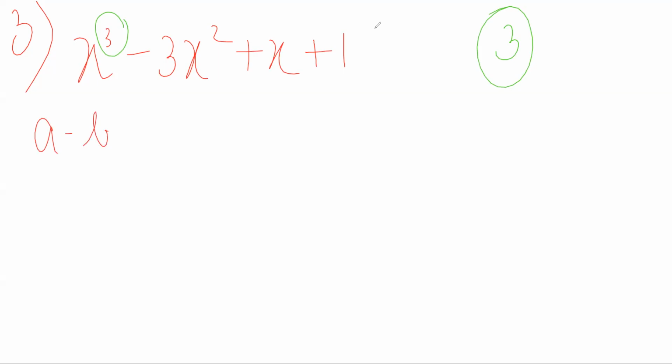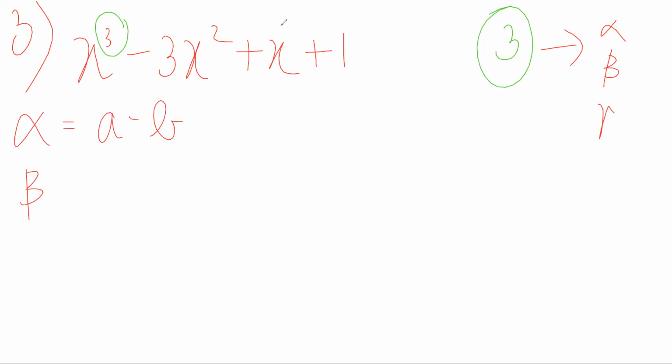So we take all three zeros to be alpha, beta, gamma. Similarly, let's take alpha to be a minus b, beta to be a, and gamma to be a plus b. Okay. So what is required is that you need to find a and b.